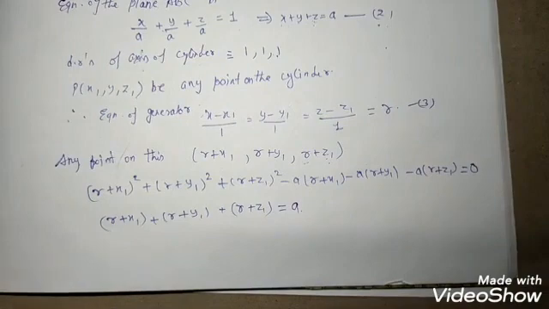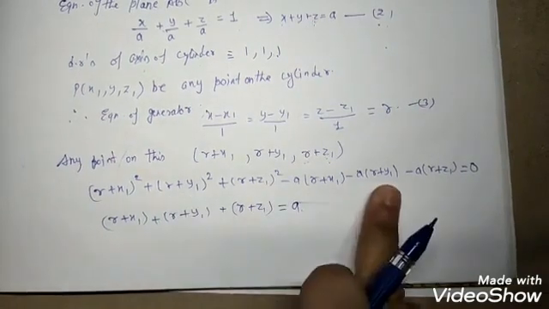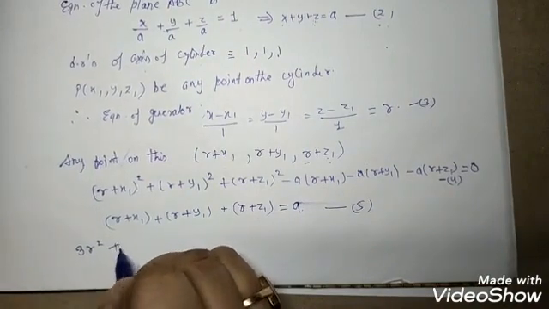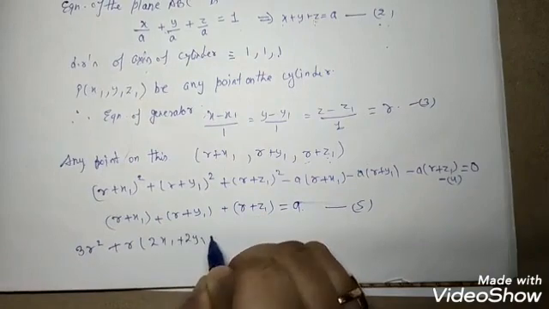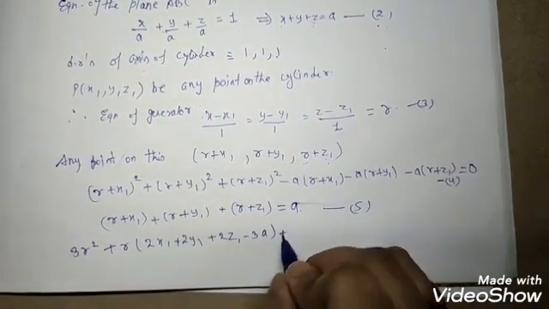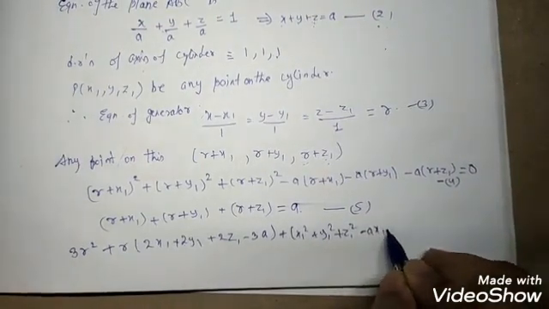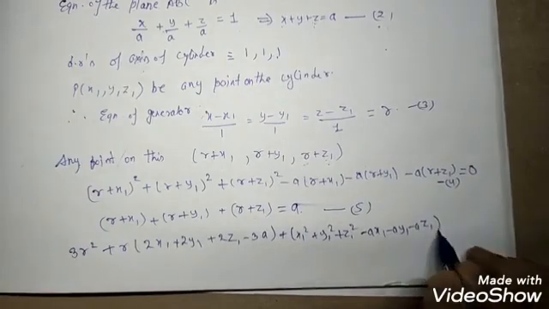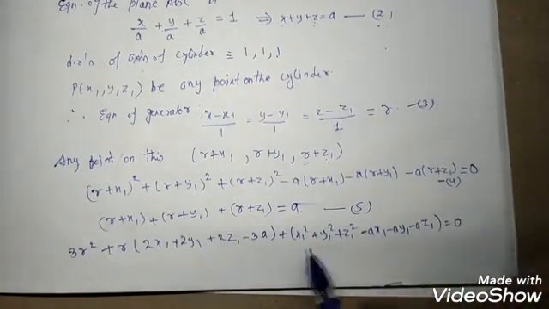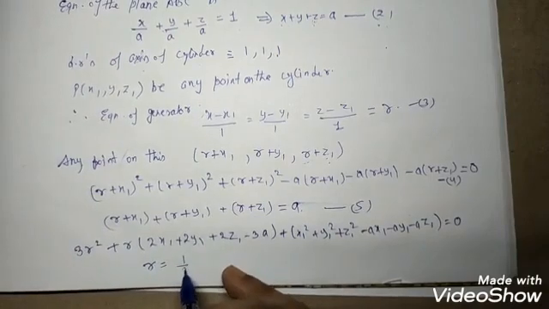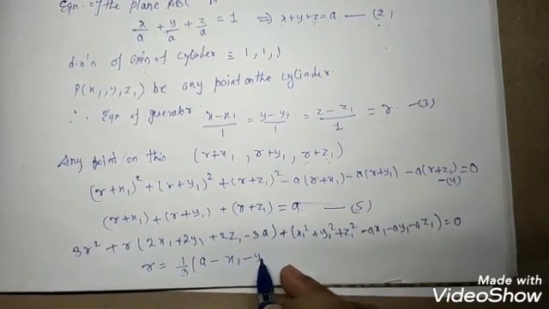So on arranging the terms, from equation 4 we get 3r square plus r(2x1 plus 2y1 plus 2z1 minus 3a) plus x1 square plus y1 square plus z1 square minus ax1 minus ay1 minus az1 equal to 0, and from equation 5 we have r equal to 1 by 3 (a minus x1 minus y1 minus z1).